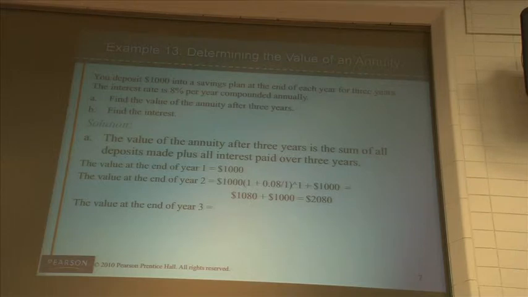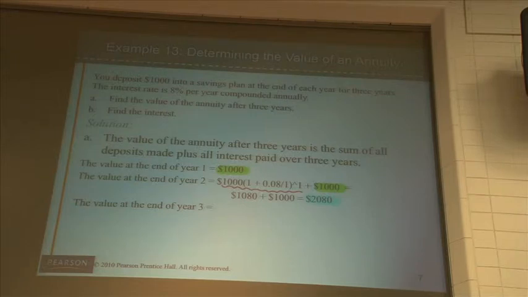So part A, here we go. At the end of the first year, you put in $1,000. You haven't earned any interest yet because it's the very end of the first year. So you've got $1,000. Then we move into year 2. At the end of year 2, you put in another $1,000, but you earn interest on the original $1,000 that you deposited in the first year. So that leaves you with a new grand total of $2,080.